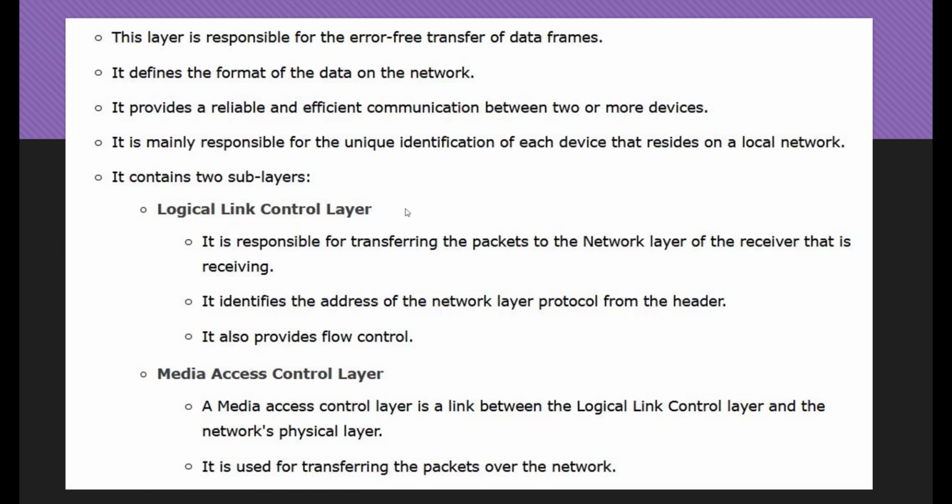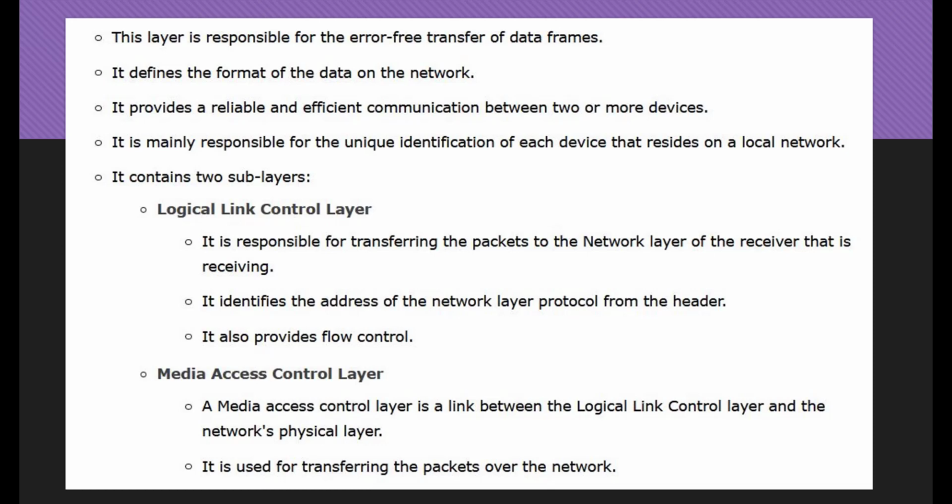The data link layer has two sublayers, which are the logical link control layer and the media access control layer. Very important. The logical link control layer is responsible for transferring the packets to the network layer of the receiver that is receiving. It identifies the address of the network layer protocol from the header, and it also provides flow control. Whereas the media access control layer is the link between the logical link control layer and the network's physical layer. It is used for transferring the packets over the network.